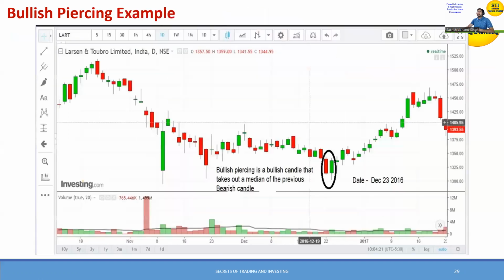Okay. Next, this is an example of bullish piercing. This is L&T Limited. So look at this candle. This is the red candle, and after the red candle is a green candle, which closes much above the median of the red candle. And after that, the price of L&T keeps on moving. So that is one example of bullish piercing.